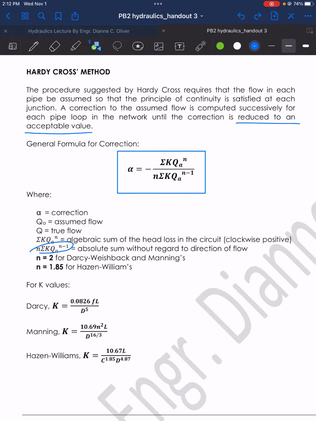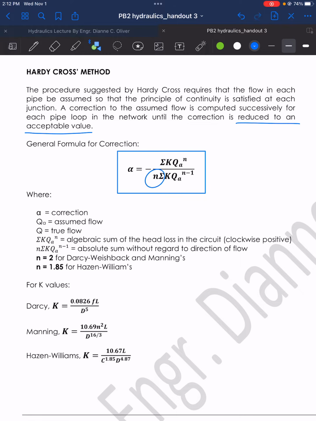Then we have n summation of KQA raised to n minus 1 as the absolute sum without regard to the direction of flow. So meaning the denominator in this formula will be absolute. So regardless of the flow there, whether it's clockwise or counterclockwise, we will consider this as positive. Whereas in the numerator, we will assign clockwise flow as positive.